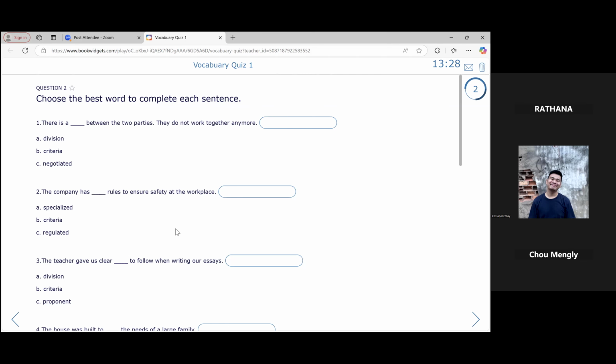What do you think? I think that criterion. Wait, as criterion. I think I still think A. Okay, wait. Division. I think negotiate equals.